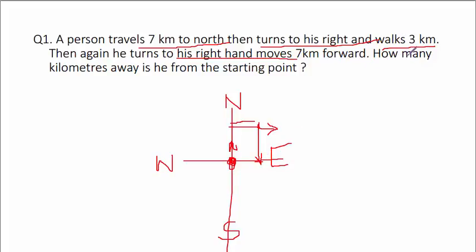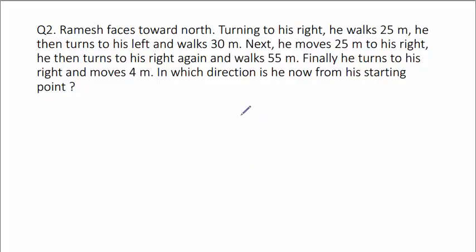Now the question asks how many kilometers away he is from the starting point. So this is your starting point and this is your finishing point. The distance you travel along the north direction, and from this point you travel along the south direction 7 kilometers. So these distances are equal. So the minimum distance from this point to this point will be 3 kilometers. That means this distance.